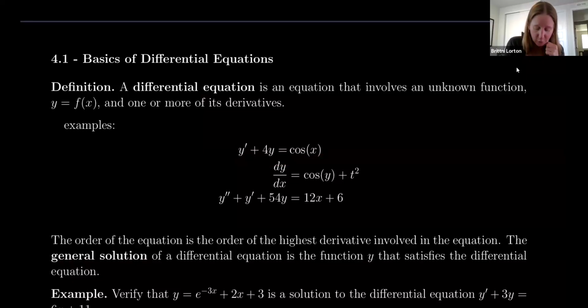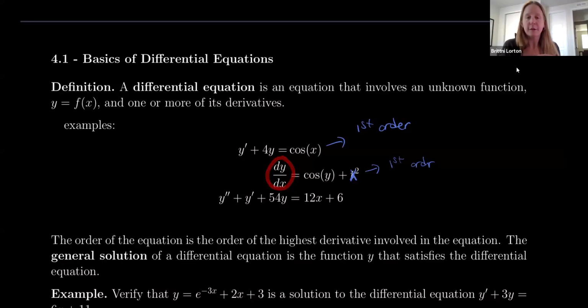So a couple of things to note: y prime plus 4y equals cosine of x is a first order differential equation because it has only the first derivative. Same thing for this dy dx equals cosine of y plus t squared. It is also a first order differential equation, and that probably should have been an x squared, maybe a typo there, because the highest derivative it has is the first derivative.